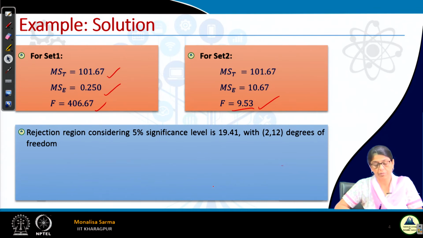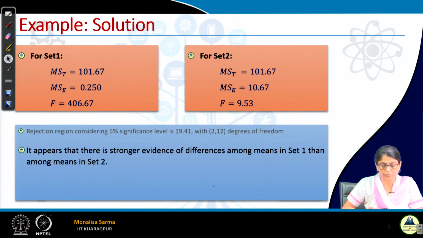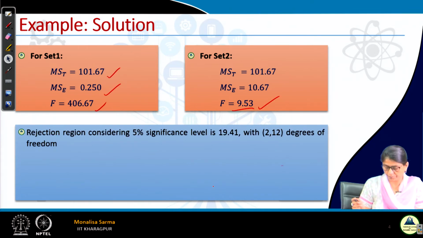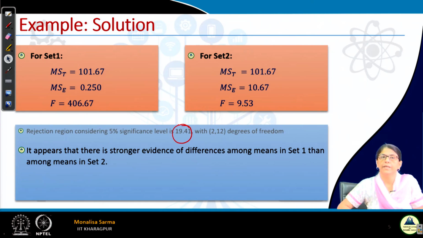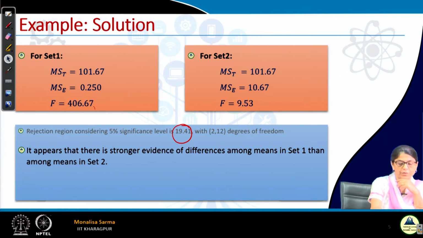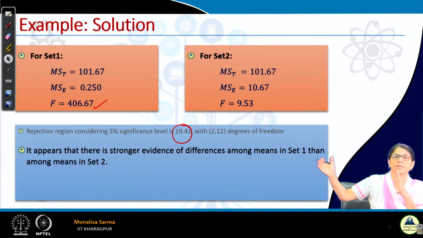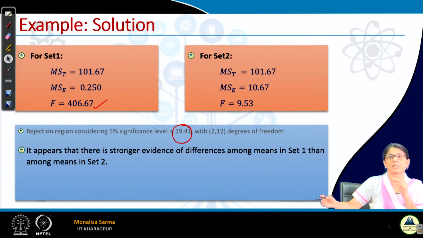So, if we see the table for that, we will get this value. It is 19.41. 19.41 means if it is greater than 19.41, then it falls in the critical region. And see what is our value of F for the first set, F is 406.67. It is much greater than 19.41. It is very much in the critical region.